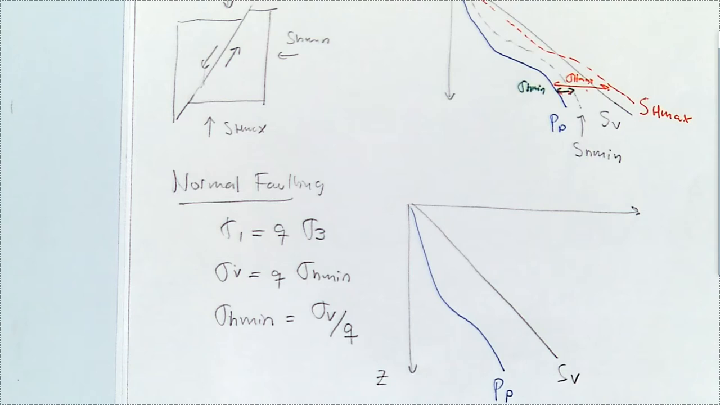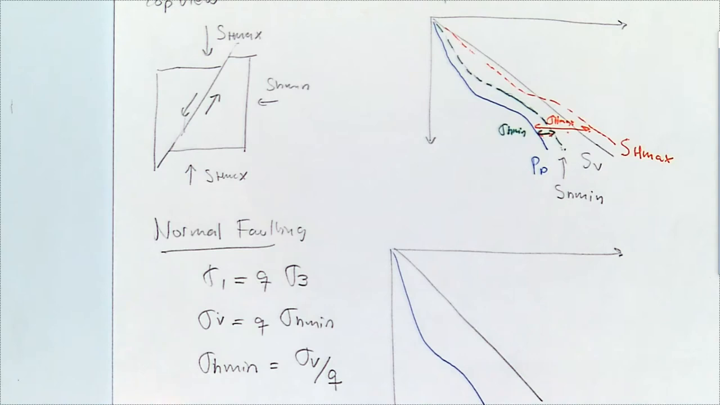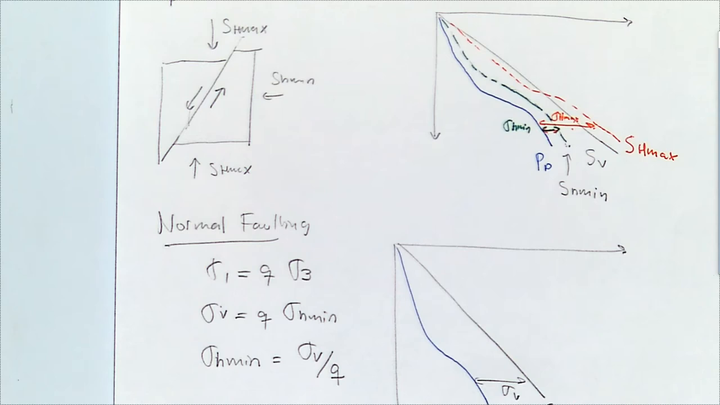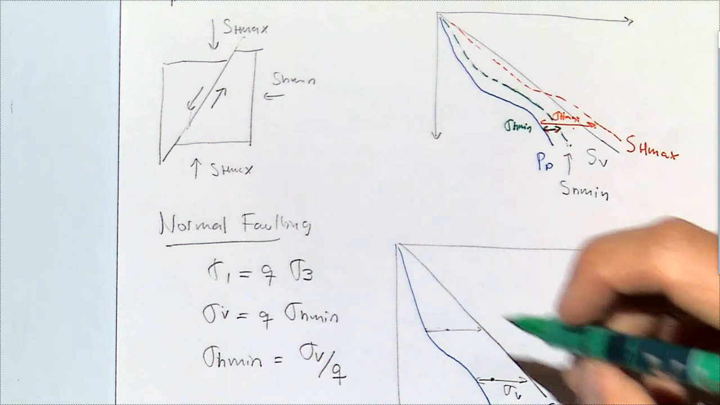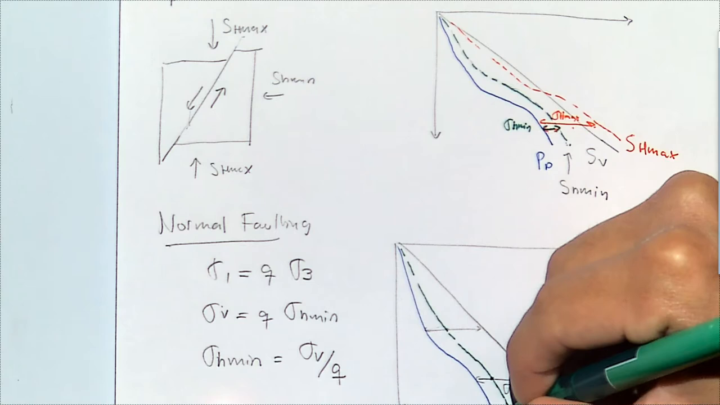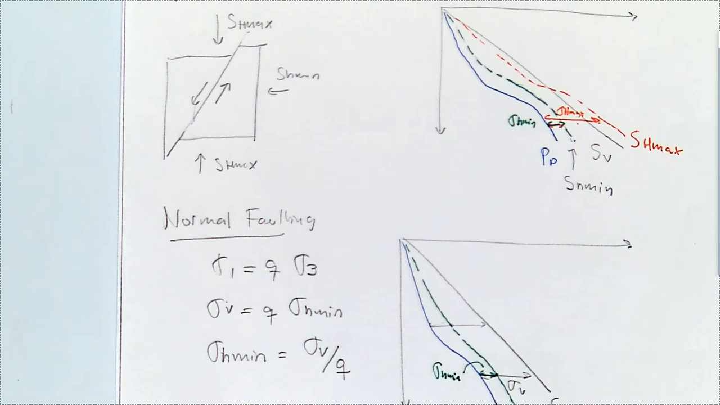Then, using this equation that we have here, if this is sigma V, sigma H min should be about a third of that, assuming Q is equal to 3. So it's going to be somewhere over there. Let me do another point. Somewhere over here. It's going to be somewhere over there. So this is going to be something like this. And this one is sigma H min. And this one is sigma V.